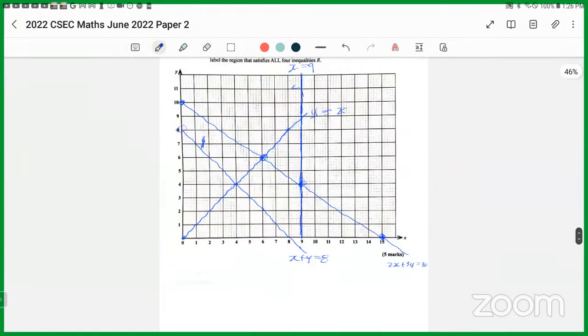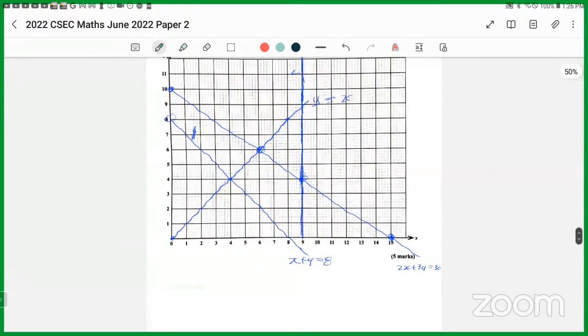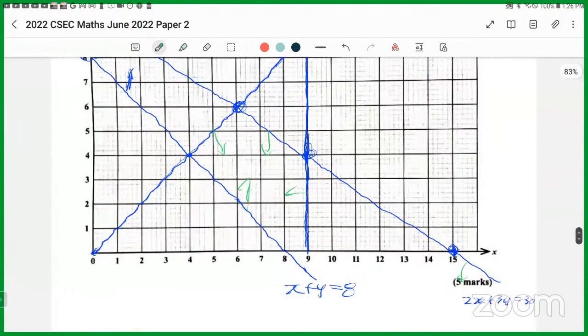So those are my lines, guys. So what is my region? It's the most shaded region. So it's basically below this line too. The region is inside here, below this, above this, and below this. This is the region right here.